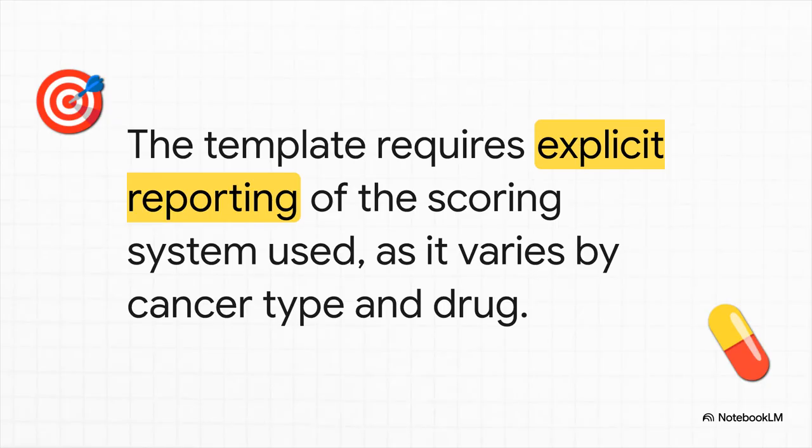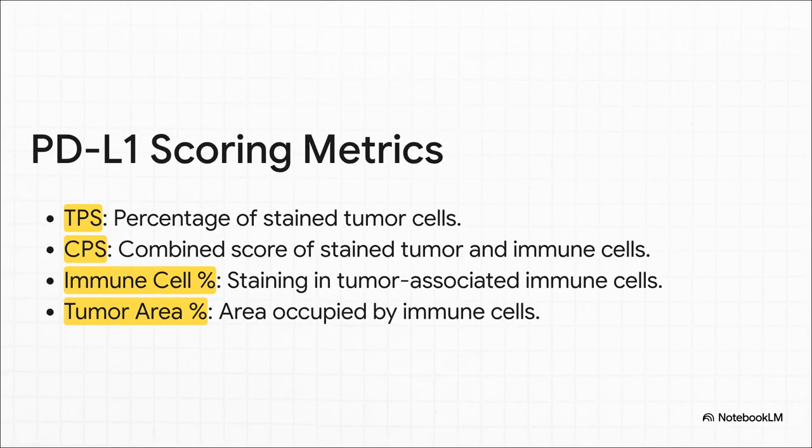Let's tackle PDL1 first. Now, you know as well as I do that PDL1 is tricky. It's not just one score. Depending on the tumor, depending on the drug, you've got different ways to score it. The beauty of the template is that it forces you, it makes you say exactly which scoring system you used. No ambiguity. And look, here are the big ones. The template has separate spots for each metric.